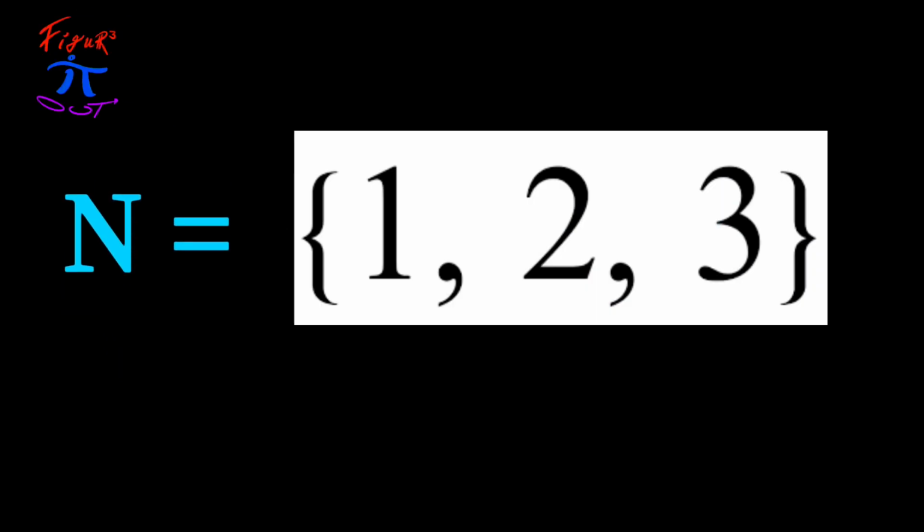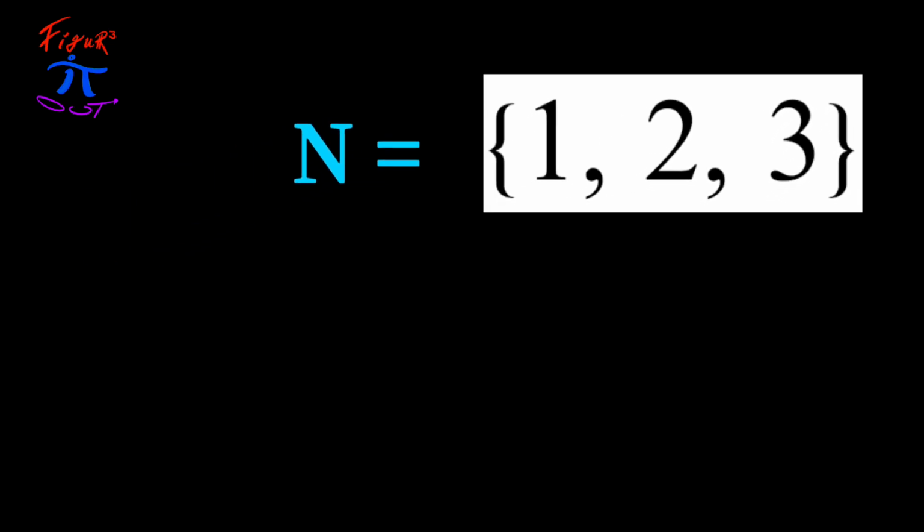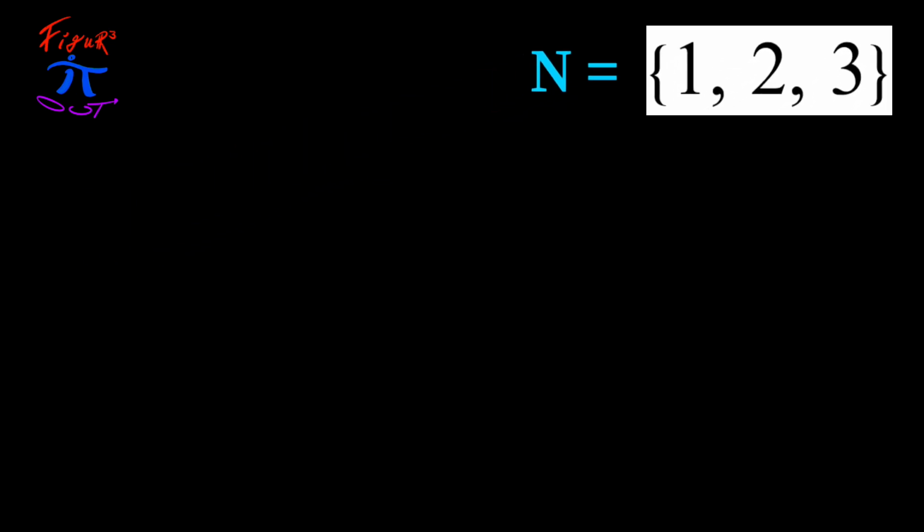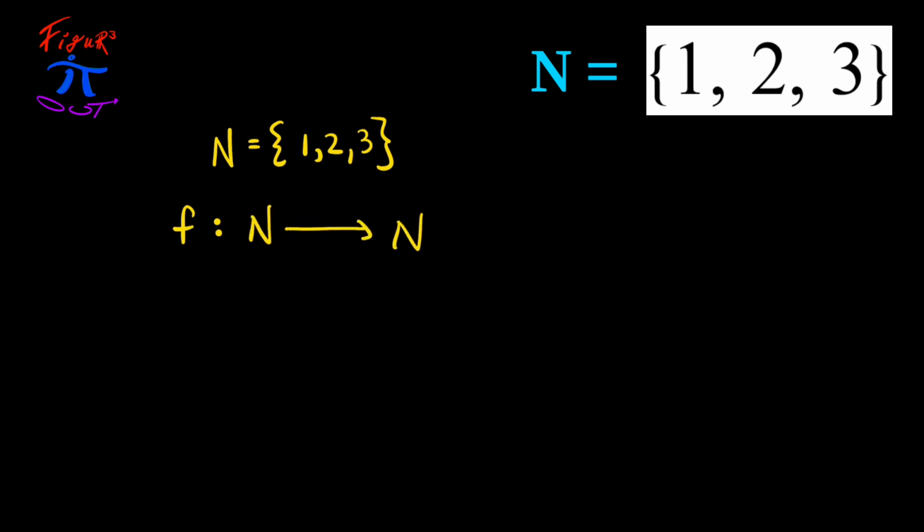This is the set N, consisting of the elements 1, 2, 3. We can define a function on this set from it to itself. What would such a function look like? Well, a one-to-one function maps every element to a unique output element assigned only to that input number.